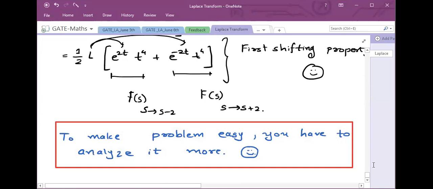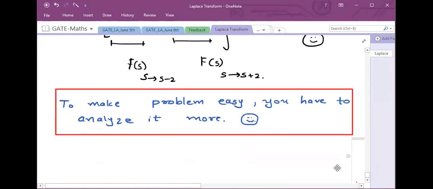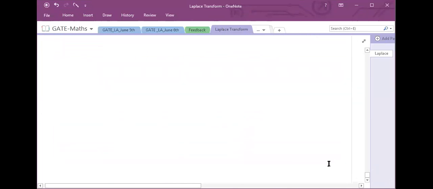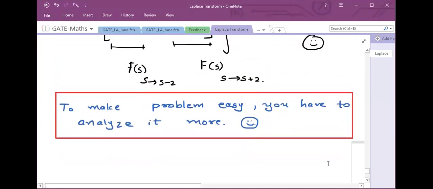So question number 4. Let me give you this question number 4. Now you analyze here and tell me how to proceed. Just type in chat box. Question number 4: Laplace of t e to the power minus t and cos 2t.